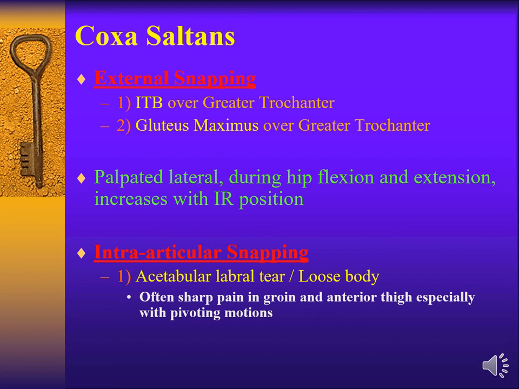And I didn't mention this with respect to the internal snapping, but certainly with respect to the external snapping, this could be due to irritation of the tendon or potentially the bursa. And so we're going to get that irritation of the tendon or the bursa, and we're going to find it most, once again, laterally during hip flexion and extension with some internal rotation. So internal and external snapping, those are both extra-articular causes.